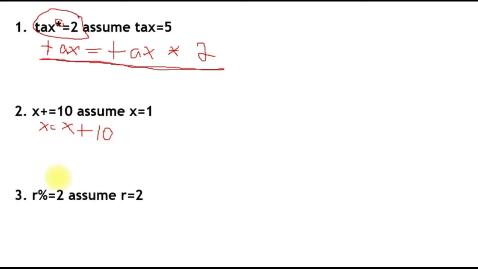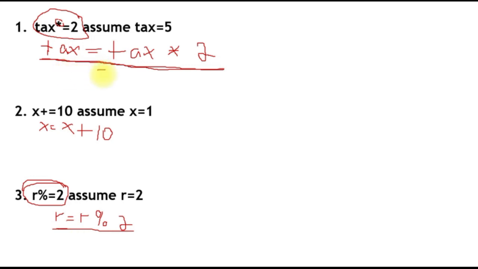Okay? Next is r modulo 2. Assume r is equal to 2. So, ilalagay naman natin yung equivalent niya. So, r is equal to r modulo 2. Yan. So, yan po yung equivalent niya. Okay? Huwag kayong malito kapag meron kayong nakikitang mga augmented operator kasi pwede naman po yung lagyan ng equivalent na maintindihan ninyo. So, dito sagutan natin, assume tax equal to 5.